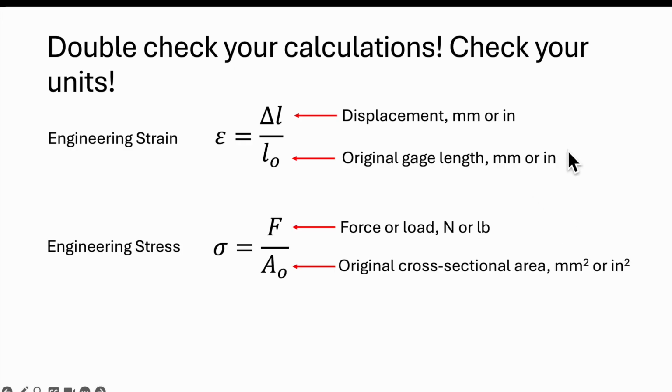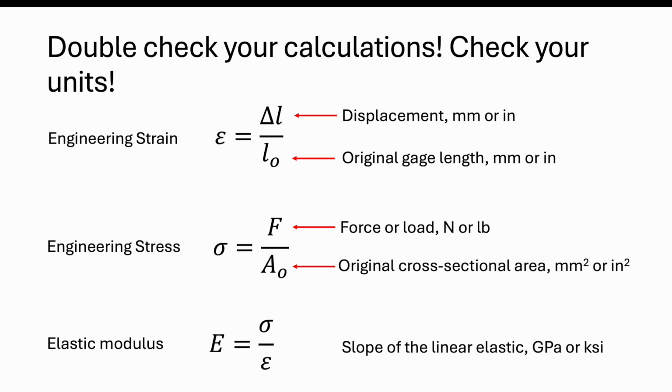Next, we'll have to calculate engineering stress, or sigma. Sigma is force or load divided by the original cross-sectional area, A naught. The force or load is given to you by the software, and then we typically have to calculate the cross-sectional area based on the dimensions of our tensile dog bone. So those are the two things that we need to calculate to plot an engineering stress strain curve.